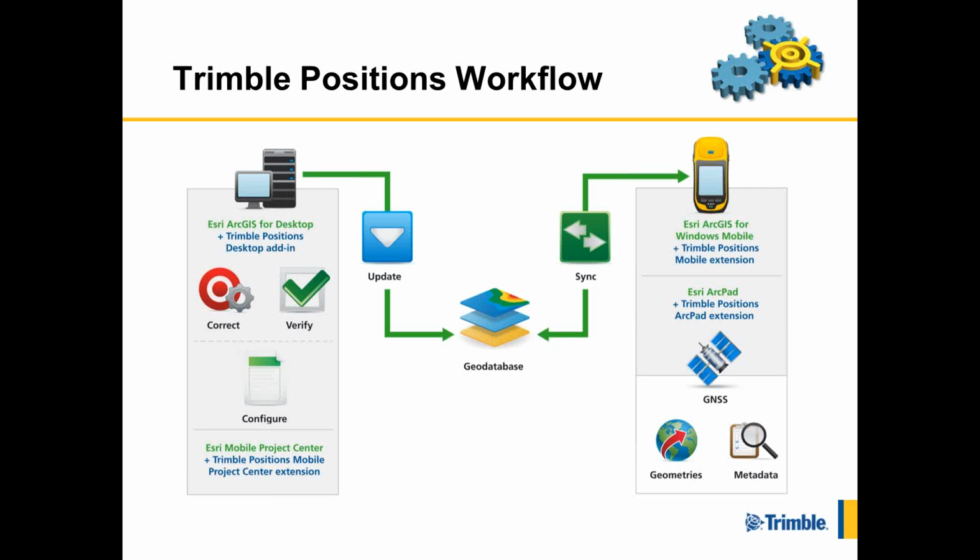Over on the right-hand side of the slide, you see that we have Esri, ArcGIS Mobile, and ArcPad. And so there is a Trimble Positions extension for each one of these Esri programs. They both allow you to connect to the internal receiver, of course. They allow you to control the specific geometries of each feature, and that simply means that you can apply an accuracy requirement or a standard. And it also now collects metadata and allows you to preserve some of that GNSS metadata when you check it back into your geodatabase.